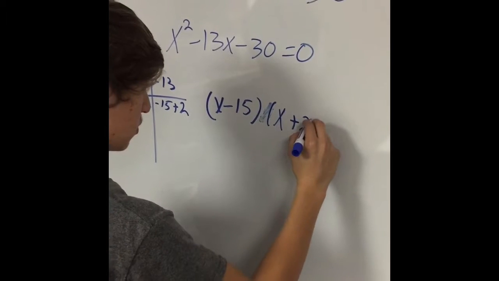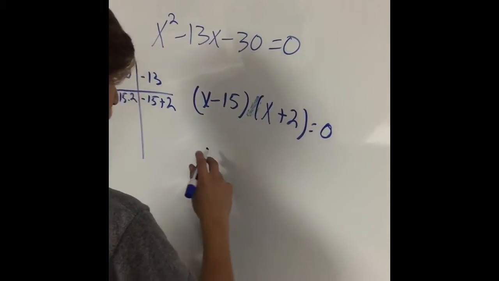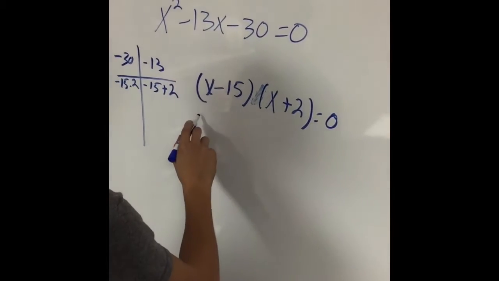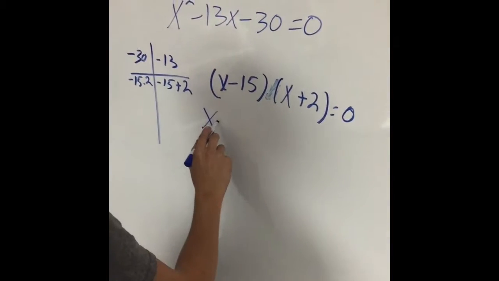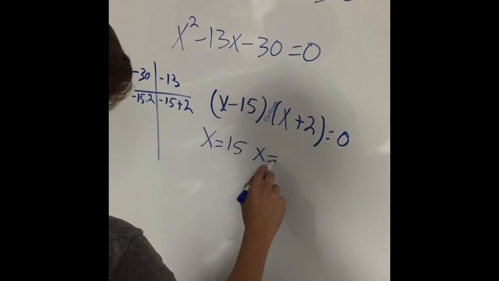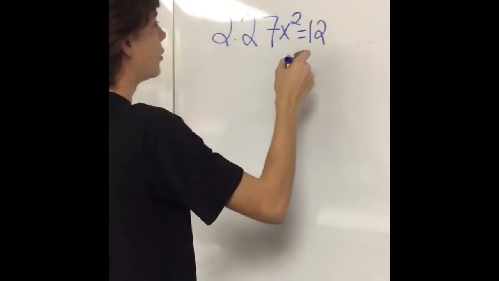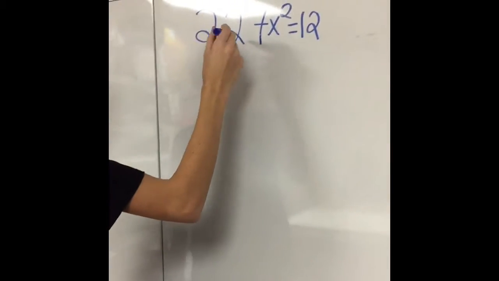Once you have that done, you are going to want to set each of them equal to 0. So in this case, you can literally just flip the signs. So it's going to be x equals positive 15 and x equals negative 2. And that's your answer.